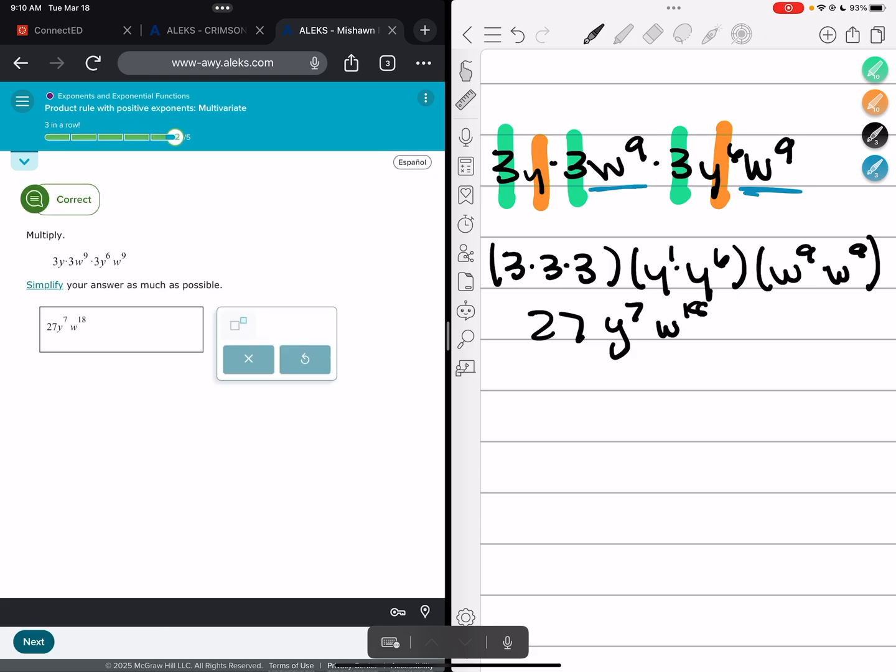Okay, and that's how we can use the product rule to simplify expressions.